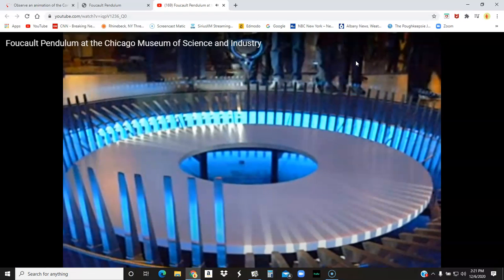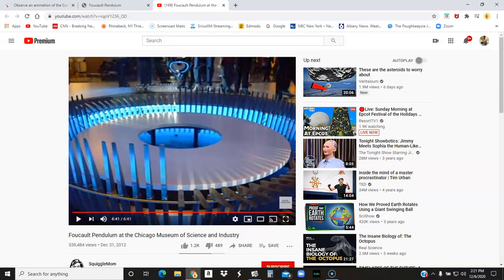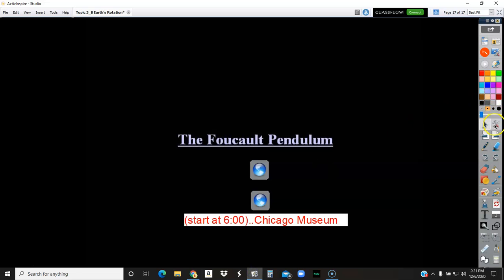Okay, you can see she was very excited to see the pendulum knock that peg down. But anyway, you get the idea behind the Foucault pendulum, and I think that's it.